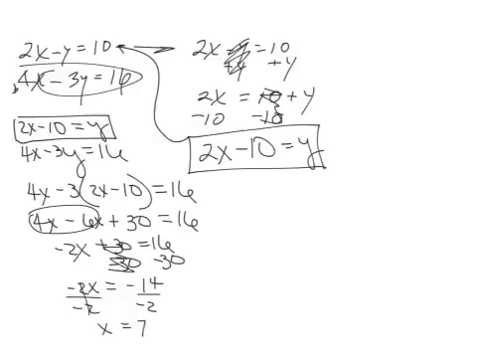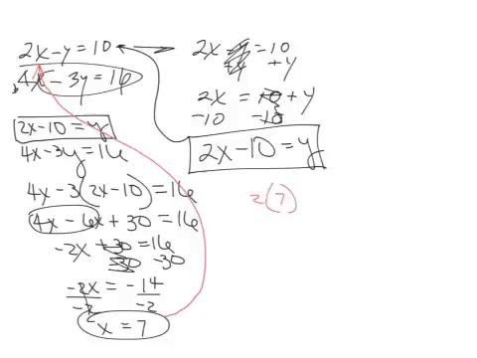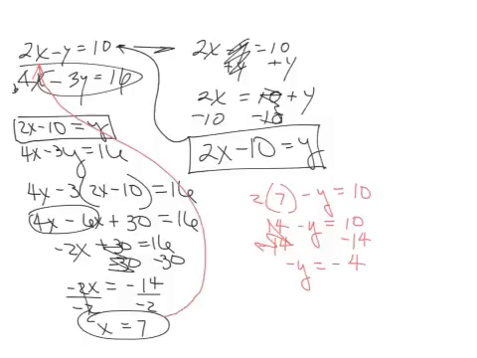X equals 7. Alright, so now that I found that, I can put that 7 in for either one of these problems, but I usually pick the easiest one. So I just replace the x with the 7. So 14 minus y equals 10, and I'm going to subtract 14 from both sides. And that goes away. Negative y equals negative 4.